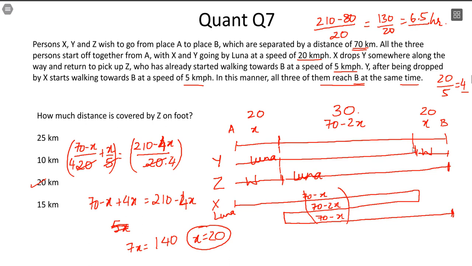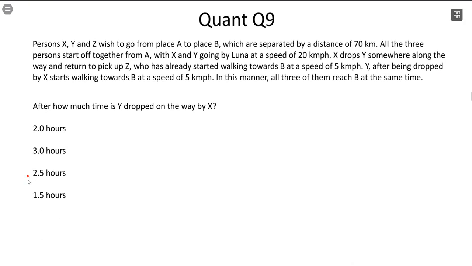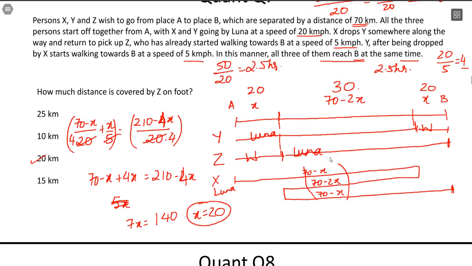So after how much time was it dropped? It will be 2.5 hours. 6.5 minus 4. Or you can also go, the total distance here is 50, traveled at the rate of 20. So you get 2.5 hours. After 2.5 hours, Y was dropped. In either case, answer will be 2.5 only. That is the entirety of this set.